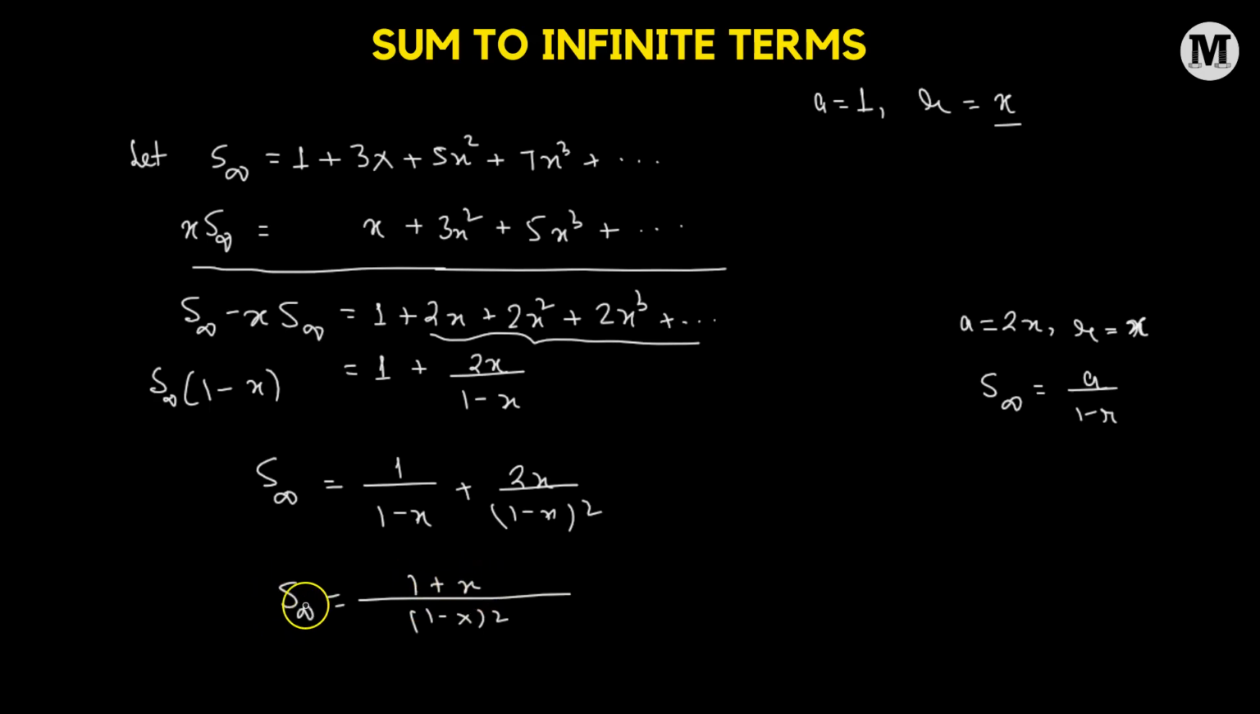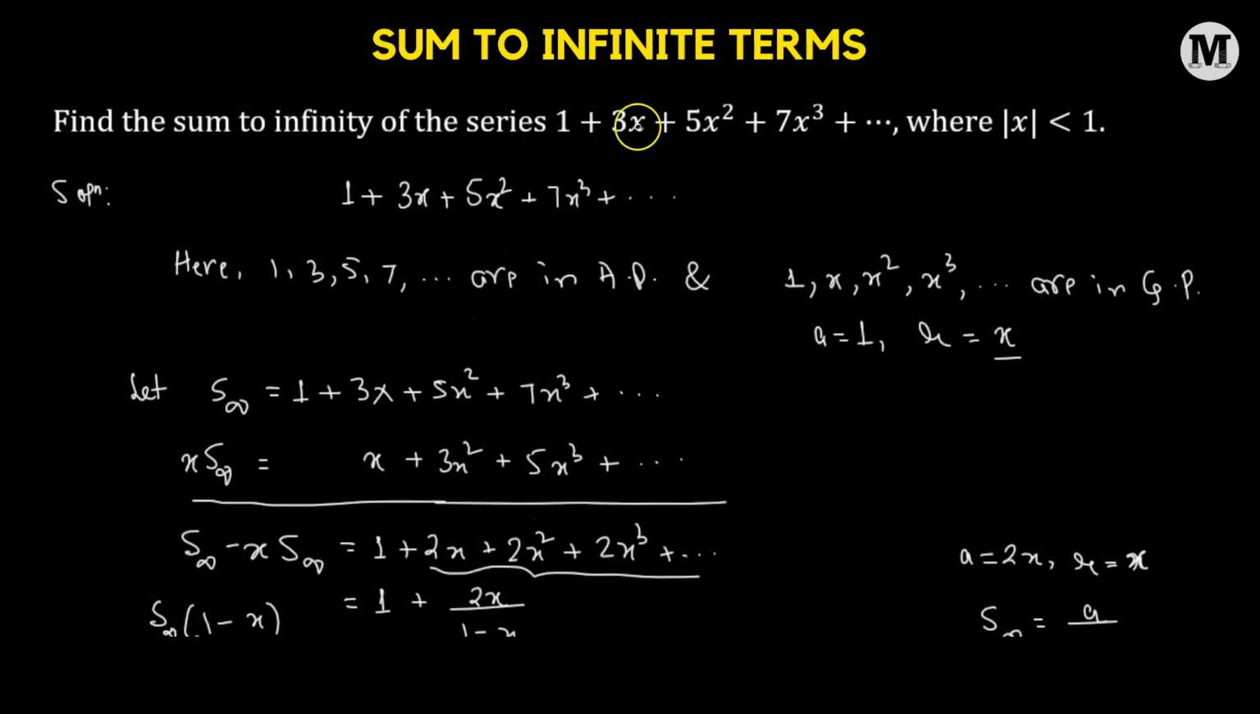So this is going to be the sum up to infinite terms of the given series 1 plus 3x plus 5x squared plus 7x cubed, with the condition that the absolute value of x is less than 1.